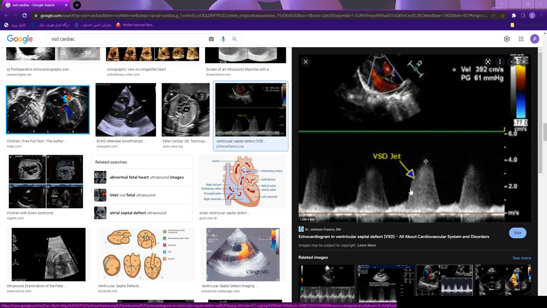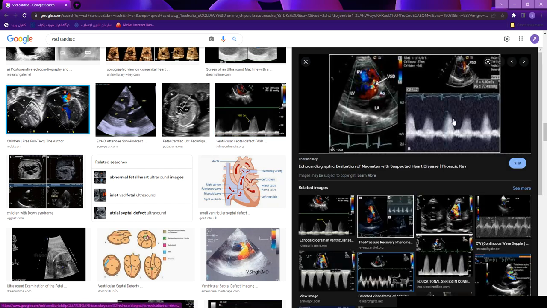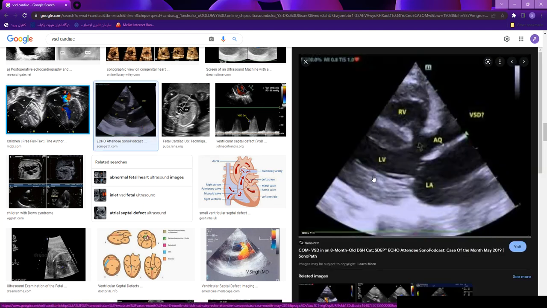This is the VSD jet, and this is the VSD jet we measured by Doppler view. The first view in which we must find the VSD is the long axis, but in short axis and four chamber we can also find the VSD. The long axis is the best view to find the VSD.